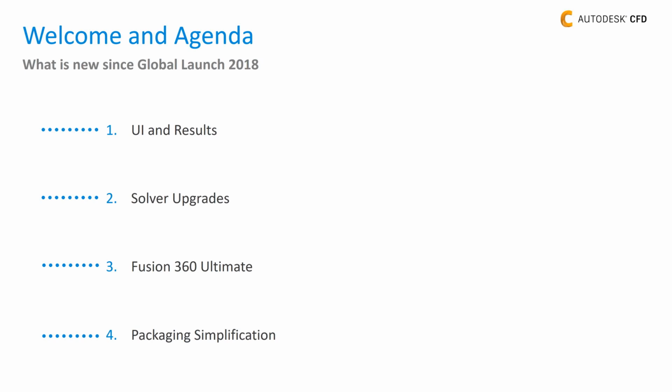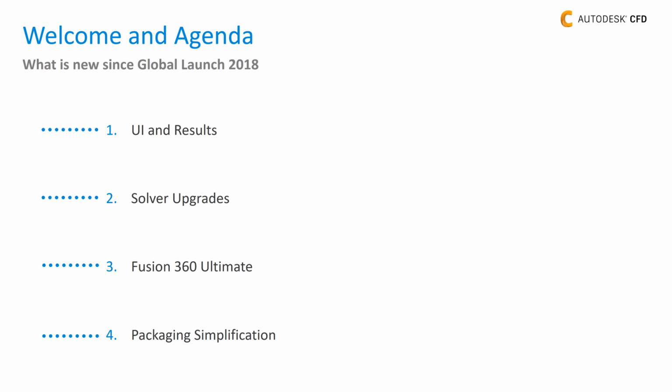Basically, we did quite a few things in UI and results. So the user interface and results has a few upgrades and new features. We did some solver upgrades, which I'll talk about, and I want to talk about new entitlement for subscription customers, Fusion 360 Ultimate. We're discontinuing SimStudio Tools, and all the functionality that was in SimStudio Tools is in Fusion 360 Ultimate plus upgrades. And then there's a whole bunch of other things that are in Fusion 360 Ultimate besides the simplification stuff, and I'll talk about that a little bit.